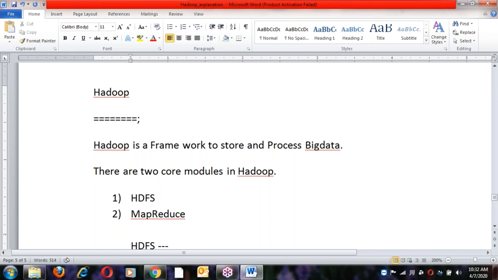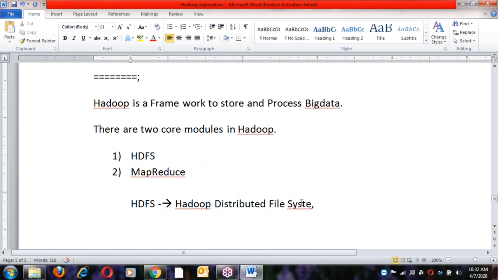What is HDFS? HDFS stands for Hadoop Distributed File System.